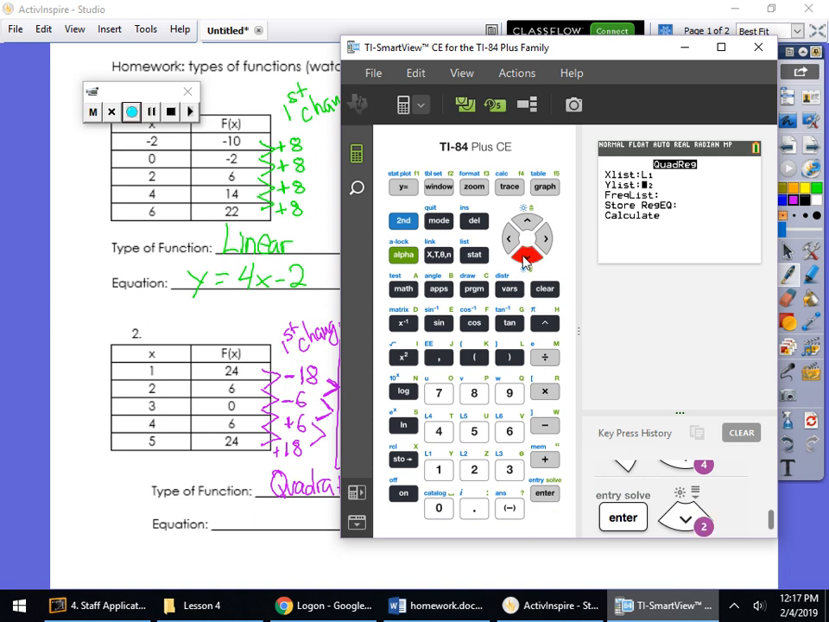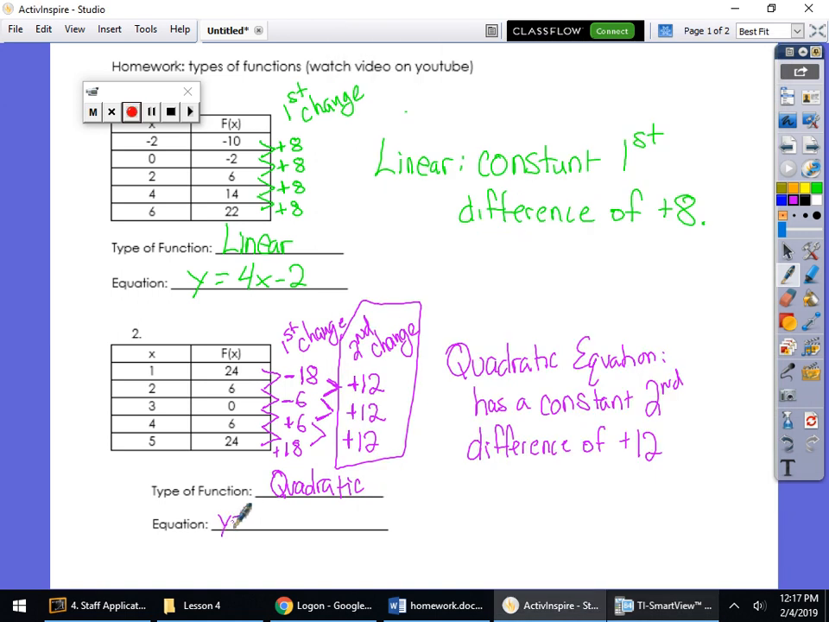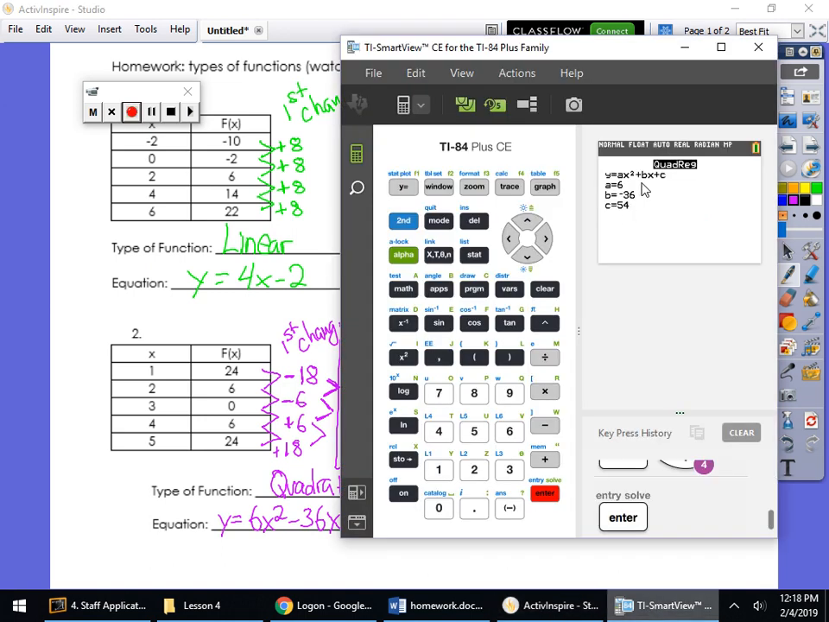We did list 1, list 2, and we calculate it, and it tells us we get ax squared plus bx plus c. Well, a is 6, b is negative 36, and c is 54. So we can write our equation, which will be y equals 6x squared minus 36x plus 54. We just substitute the values of a, b, and c in for a, b, and c. And that's how we get 6x squared minus 36x plus 54.